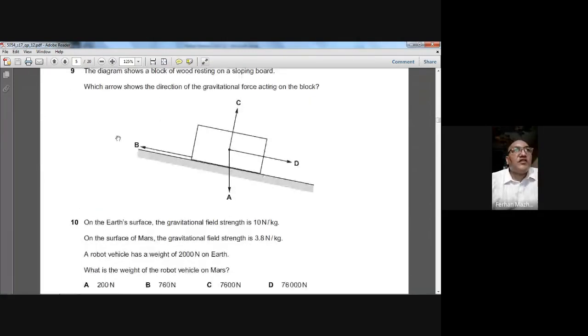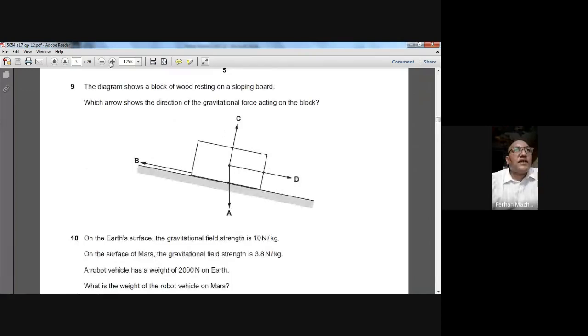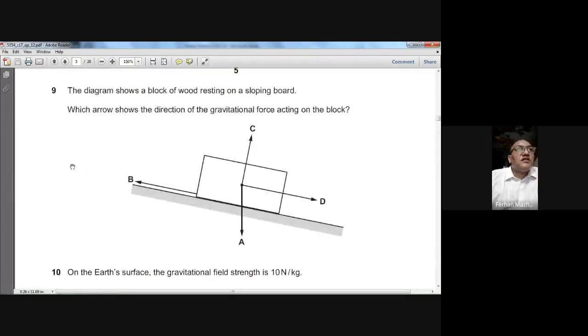Okay. On your screen, we have the next question. The diagram shows a block of wood resting on a sloping board. Which arrow shows the direction of the gravitational force acting on the block? The gravitational force is A. It's a very simple question. The direction of the gravitational force is A. So A is the choice.